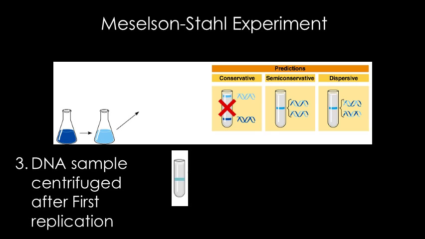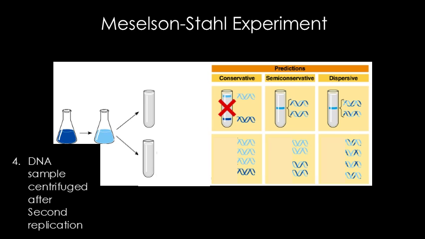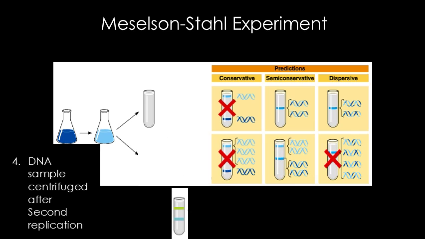If the parent had stayed separate, I would have two bands, a heavy band and a light band, and I didn't. I had a medium band. So that knocked out the conservative model. So after the second replication, a new sample was centrifuged. And in this sample, we found two bands. So that automatically knocked out the dispersive.